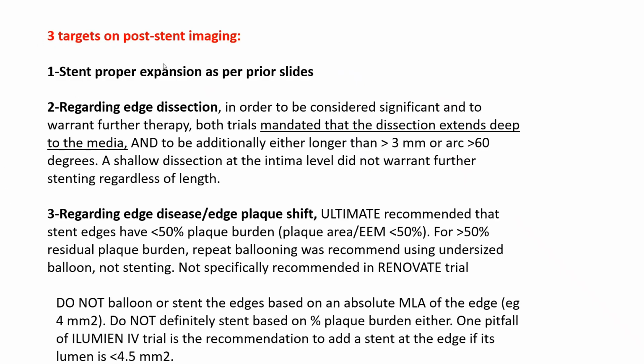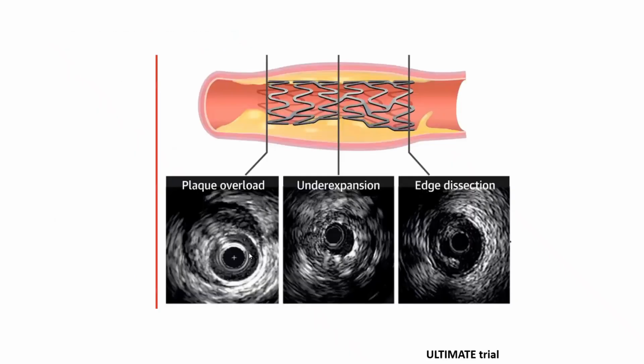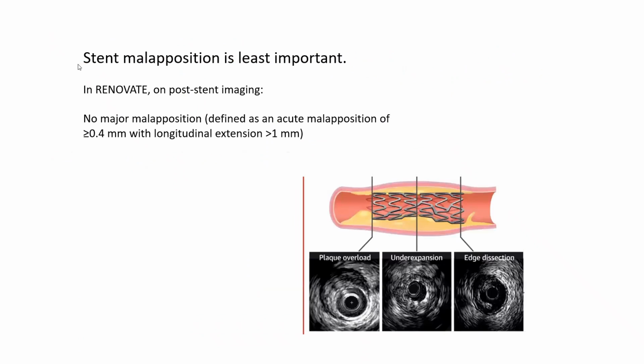So I mentioned 3 targets on post-stent imaging: expansion, edge dissection, and edge disease or plaque shift. There is a 4th potential target, but least important: stent malapposition. Stent malapposition has not been consistently shown to be associated with long-term events after stenting. In the Renovate trial, one of the targets after stenting was no major malapposition, which was defined as more than 0.4 millimeter gap between the stent and the wall. And they recommended post-dilatation for that. However, it was not used in Ultimate and several other trials.